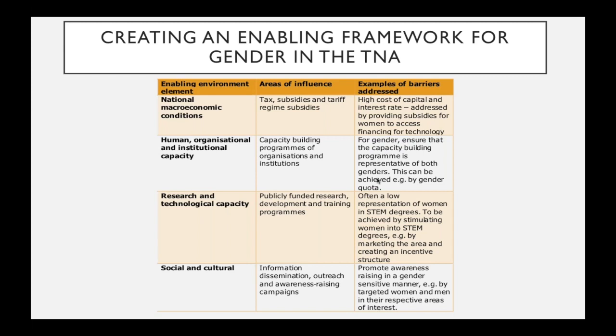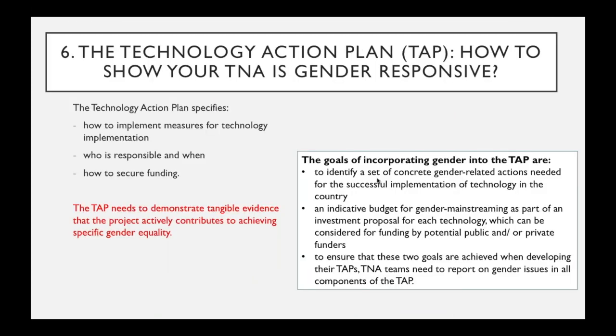But also when you look at research and technology, maybe consider stimulating STEM degrees among women to ensure a better balance in technological aspects. And then finally, this is a very important one to address, and sometimes a difficult one, are social and cultural enabling environments, where information dissemination, awareness training, and outreach all need to be considered in a gender-sensitive manner. For example, targeting women and men in their own respective areas of interest, or in modes that are suitable for both of them.